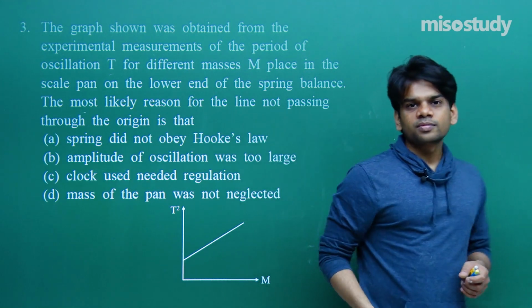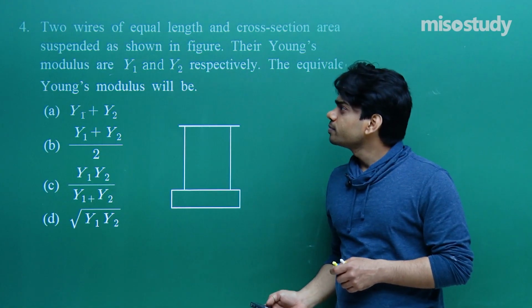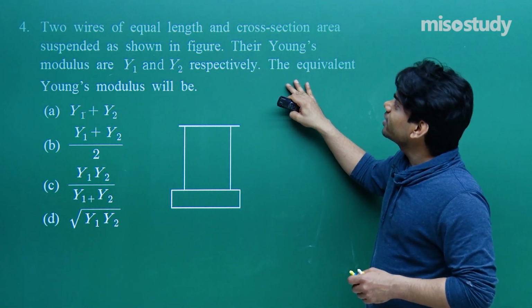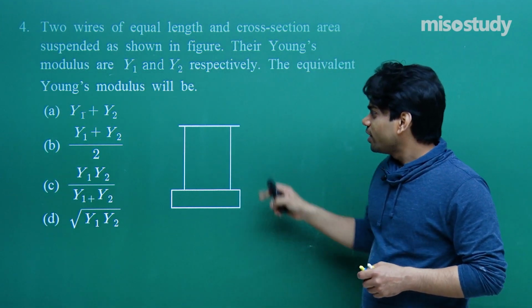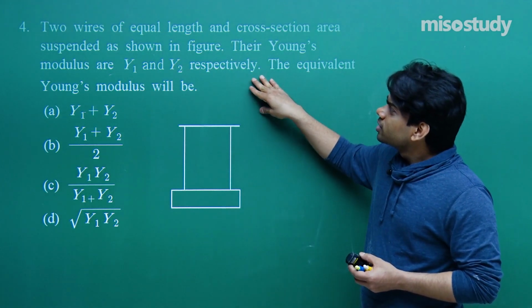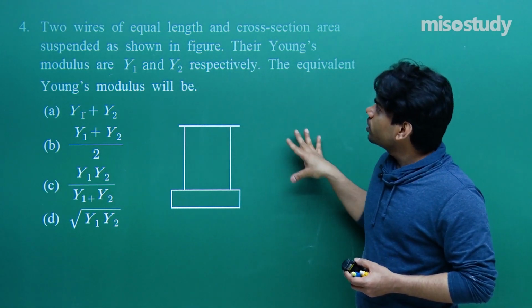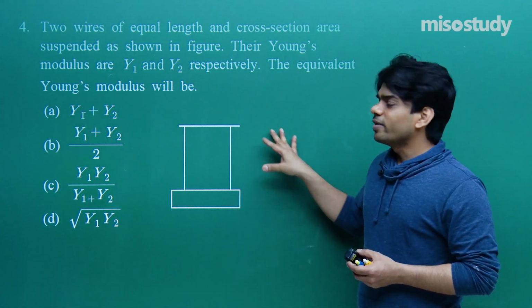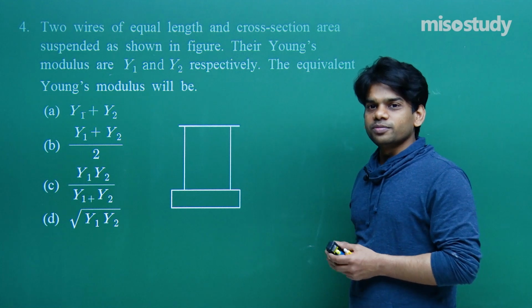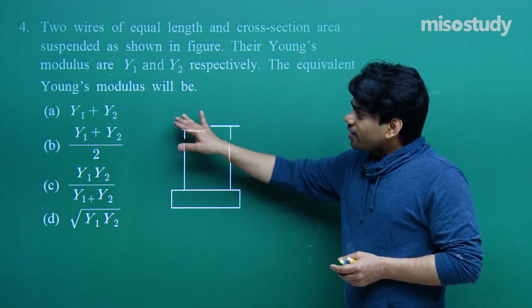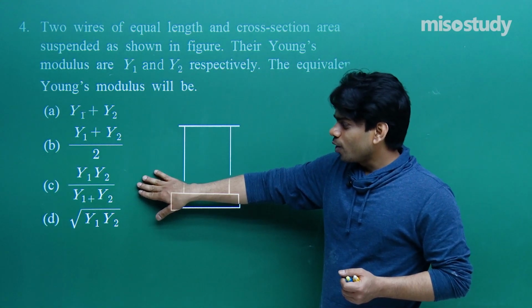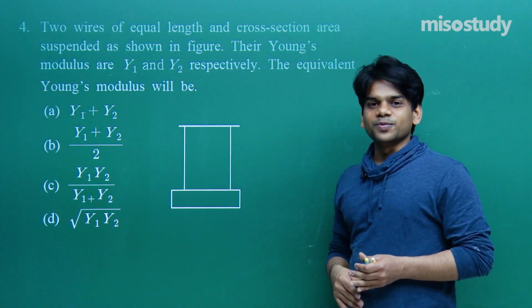Next question, let's go ahead with the next question of the day. Fourth one: two wires of equal length and cross section area, suspended as shown in the figure. Their Young's modulus are y1 and y2. The equivalent Young's modulus will be A. y1 plus y2, B. y1 plus y2 by 2, C. y1 y2 upon y1 plus y2, D. under root y1 y2.